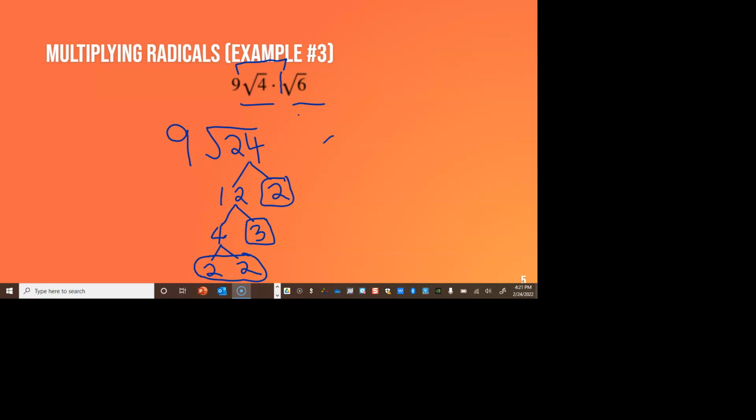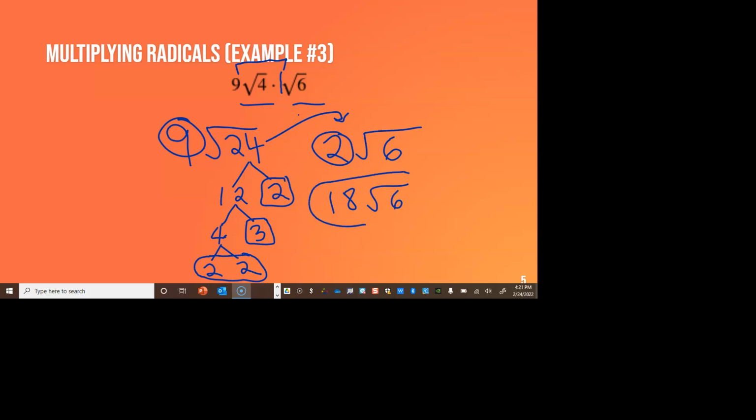The pair goes outside of the radical sign. These two extra numbers, 3 times 2, are 6, and you multiply them and put that inside. And 9 was already there. We just simplified this radical 24. So we multiply 9 by 2, which is 18. And then we write radical 6. 6 is 3 times 2, so it's already simplified. So this is our answer.